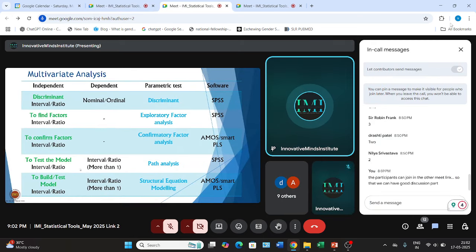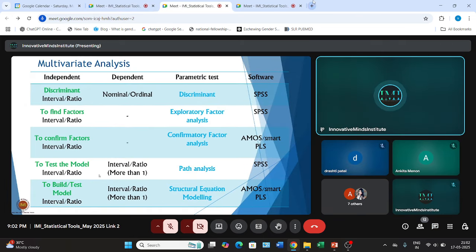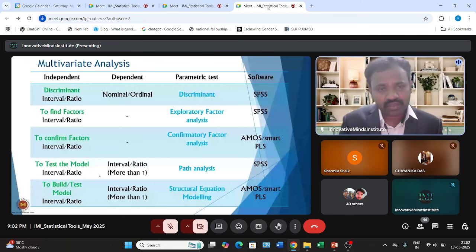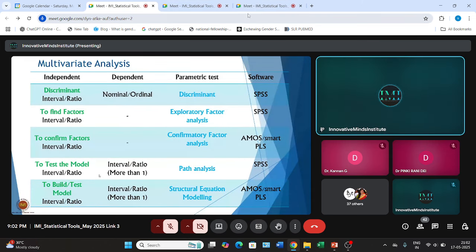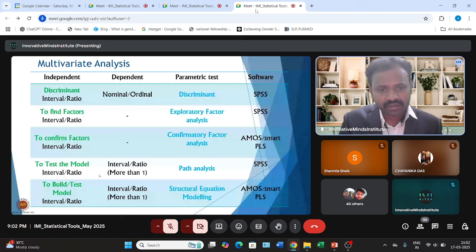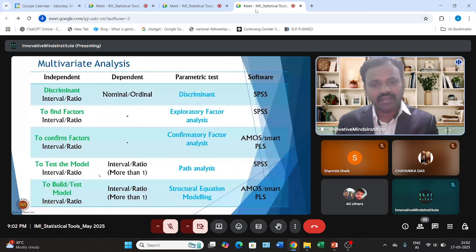To test the model, you already have a relationship. To find the relationship between more than one variable, more than one dependent variable, what do people usually do? They do multiple regression. One independent variable, one dependent variable, one regression, then another regression, another regression. There are 2-3 regressions they will do if you have more than one dependent variable. In SPSS you will do different kinds of regression and connect them using path analysis. So path analysis can be done using SPSS or AMOS, right?